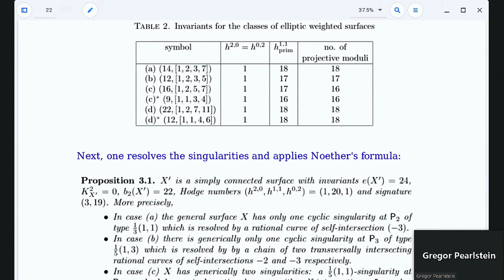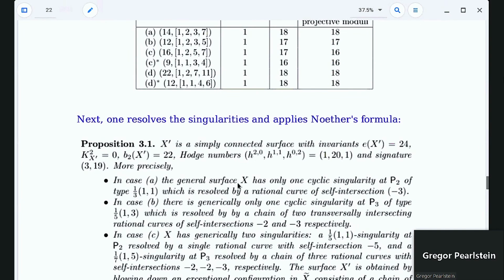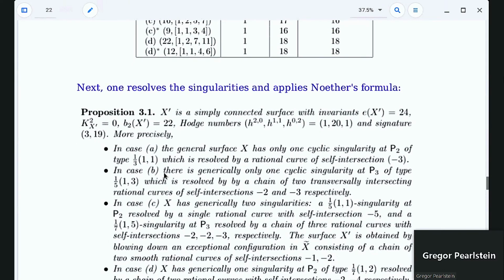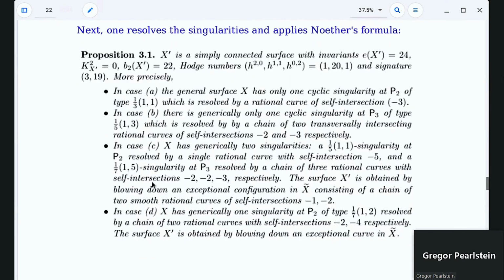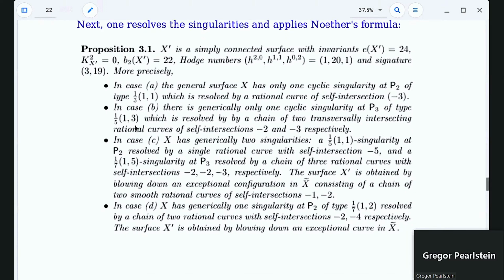So let's be clear on this. At first glance, this looks exactly like a K3 surface. You're not seeing anything different from a K3 surface, even though, as I told you, in cases A and B the Kodaira dimension is 1. In case A, the general surface has a cyclic singularity at P2. We don't have to worry about the types here, but you can resolve that with a rational curve of self-intersection -3. Case B, maybe this is not so critical to say, but one can just grind out what all the possible types of singularities of these surfaces are. Does anybody have a question about this?